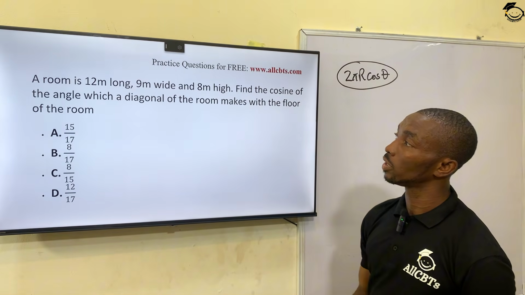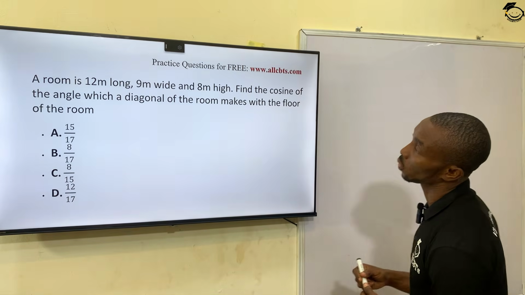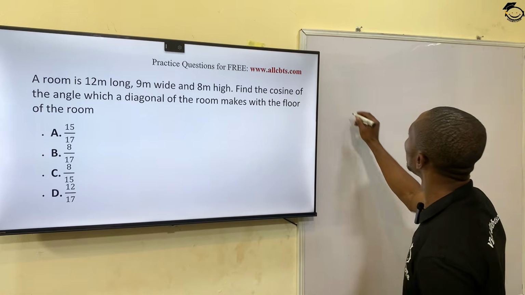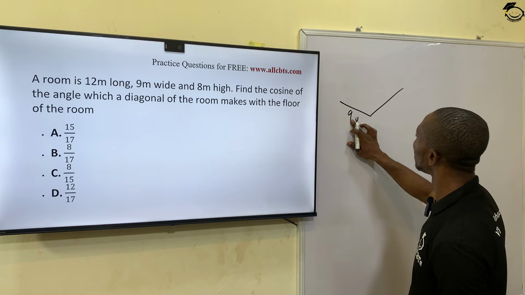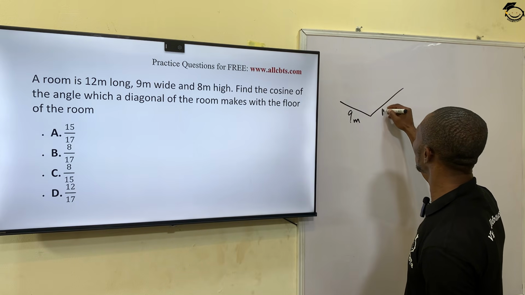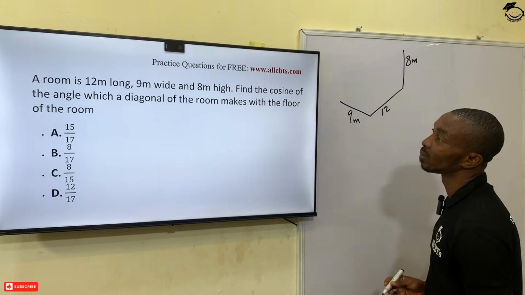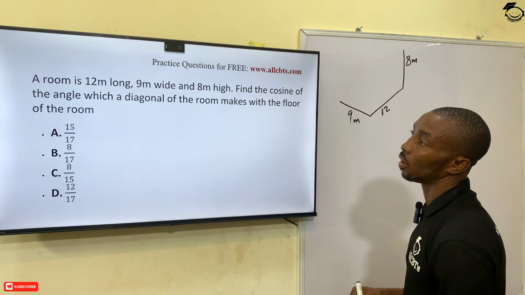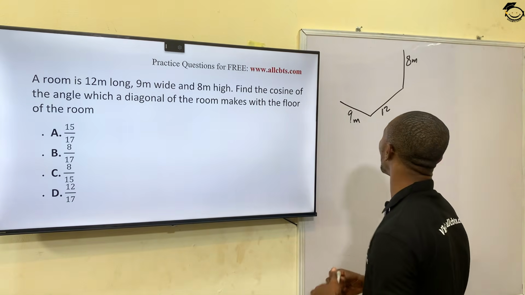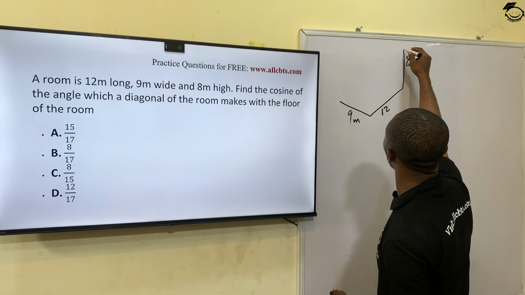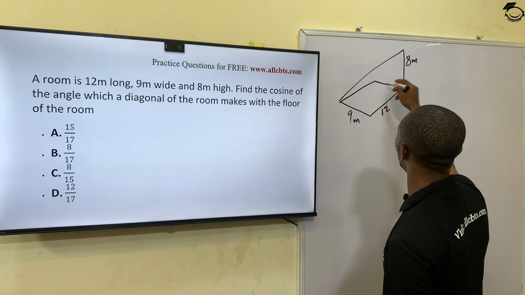A room is 12 meters long, 9 meters wide, and 8 meters high. So we have it as 9 meters wide, 12 meters long, and 8 meters high. Find the cosine of the angle which a diagonal of the room makes with the floor. So we have to find the angle which this diagonal makes with the floor. So let's project this to be our floor.